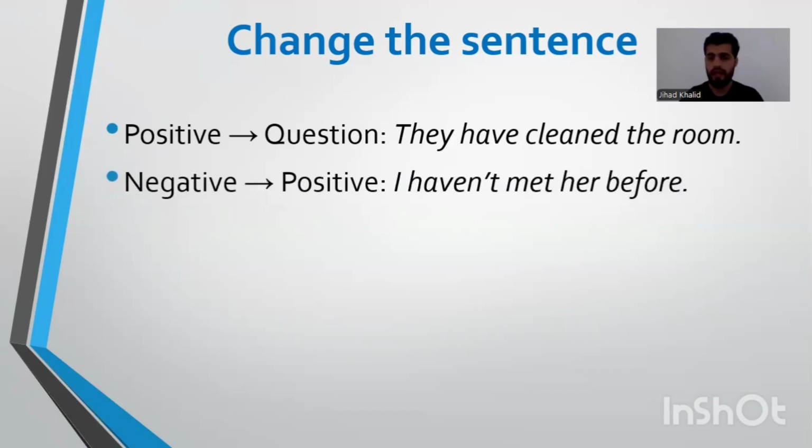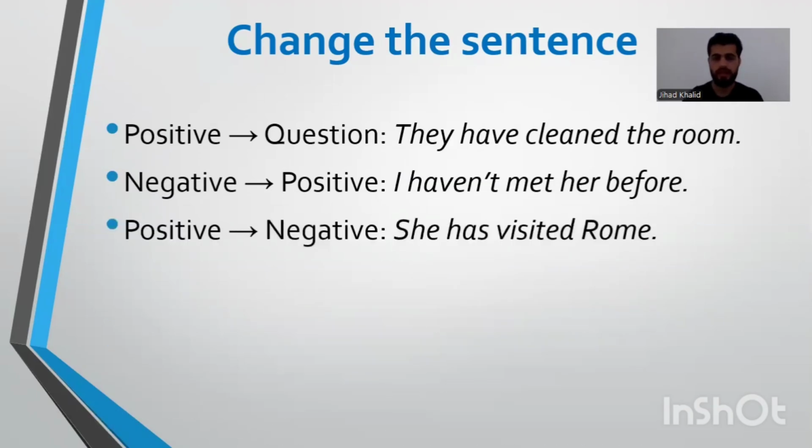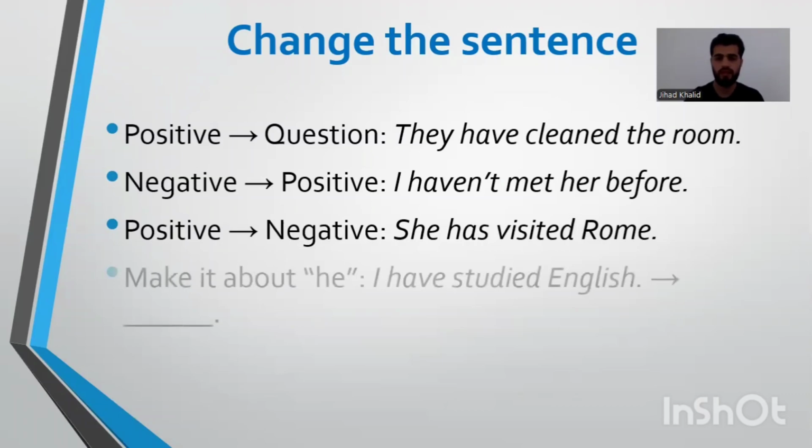Negative to positive. I haven't met her before. We only remove not. I have met her before. Positive to negative. She has visited Rome. Make it negative. Amazing. She hasn't. She hasn't visited Rome. Make it about he. Okay. So we have I. Make it he. He has studied English.